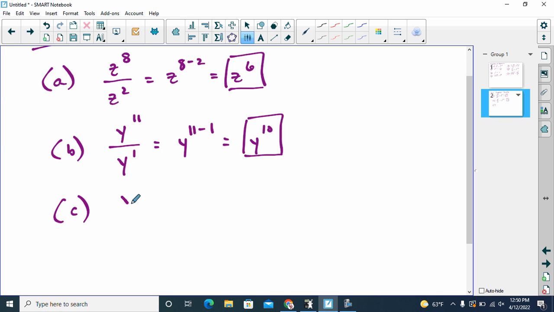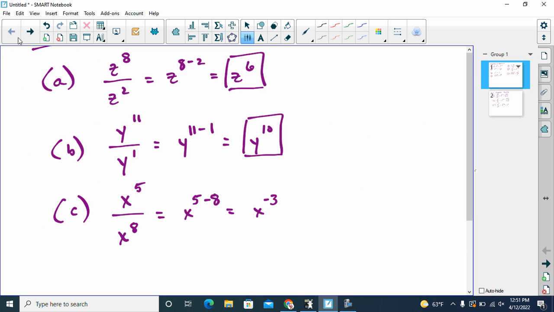Part C, let's do x to the 5th divided by x to the 8th. Again, we're dividing, so we're going to subtract. 5 minus 8 gives us -3. We can't circle that or box it and say that that's our final answer because we have a negative exponent.